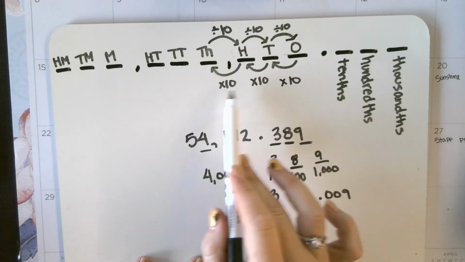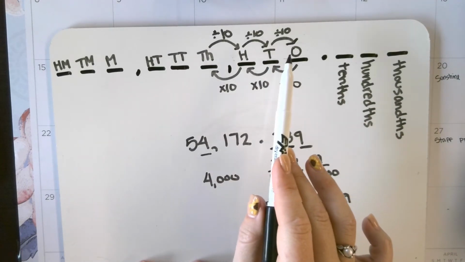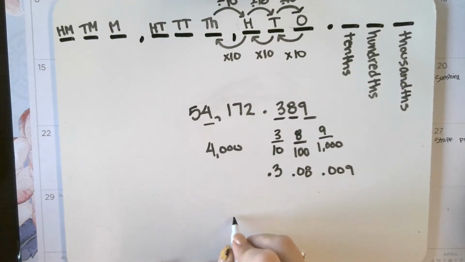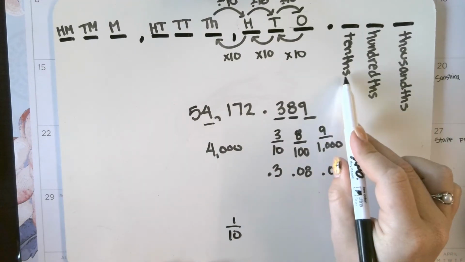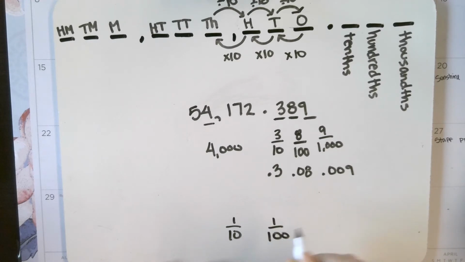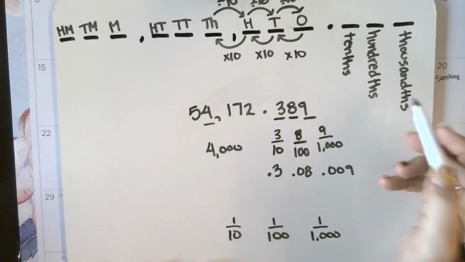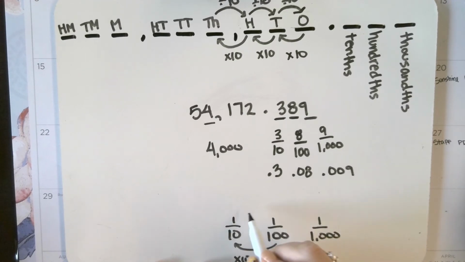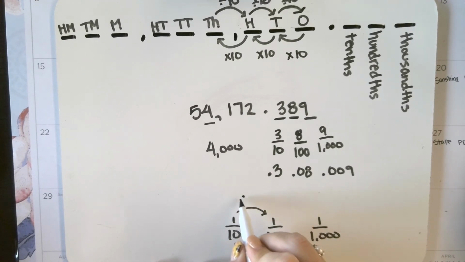Now this change of increasing 10 times or decreasing 10 times also is the same for the decimal. So if we have, let's go down here, 1/10 to represent the tenths, 1/100th to represent the hundredths, and 1/1000th to represent the thousandths. Going this way, we're multiplying by 10. Even though the numbers are getting smaller, the denominators are getting smaller, the pieces are still getting larger. And then when we move this way, we are dividing by 10.